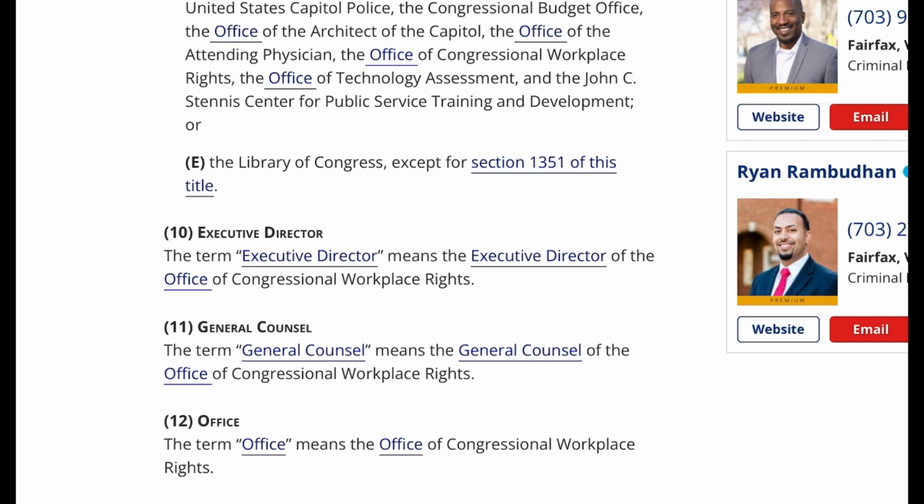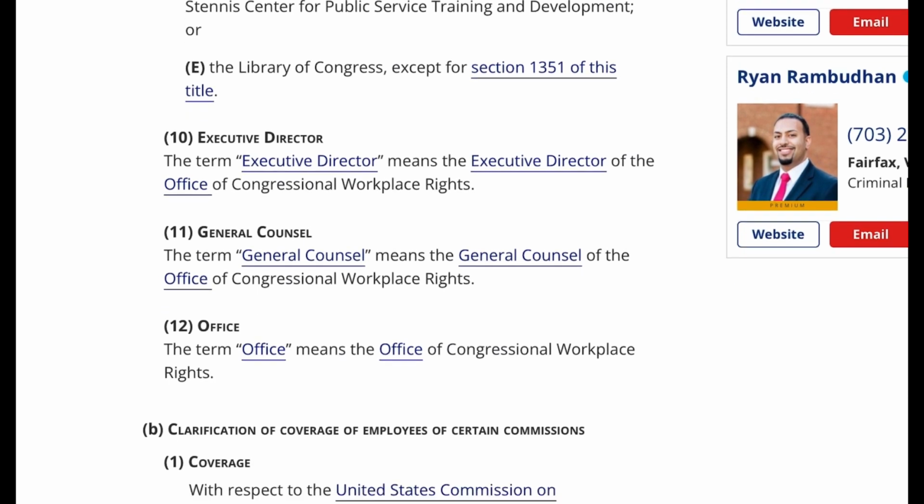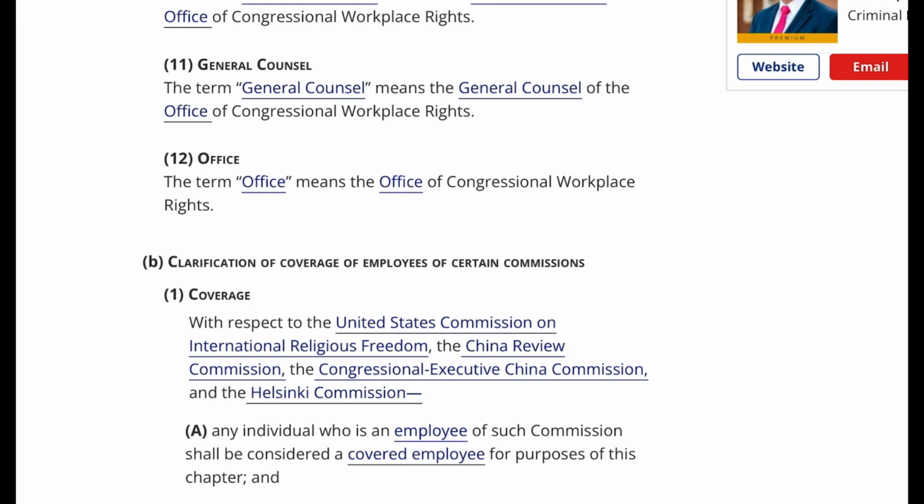10. Executive Director. The term Executive Director means the Executive Director of the Office of Congressional Workplace Rights. 11. General Counsel. The term General Counsel means the General Counsel of the Office of Congressional Workplace Rights. 12. Office. The term office means the Office of Congressional Workplace Rights. B. Clarification of coverage of employees of certain commissions.